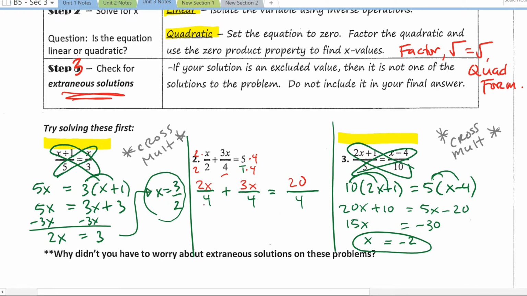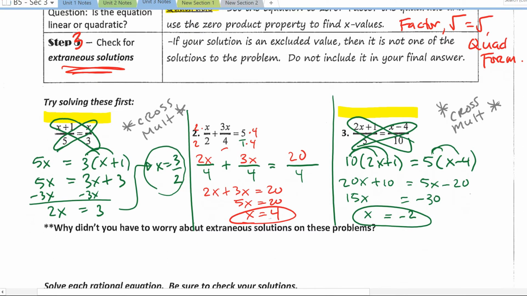And we added up the numerators. So 2x plus 3x is equal to 20. 5x is equal to 20, and divide by 5, x is equal to 4, and not extraneous.